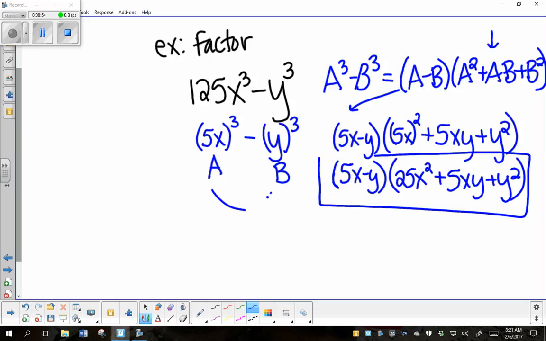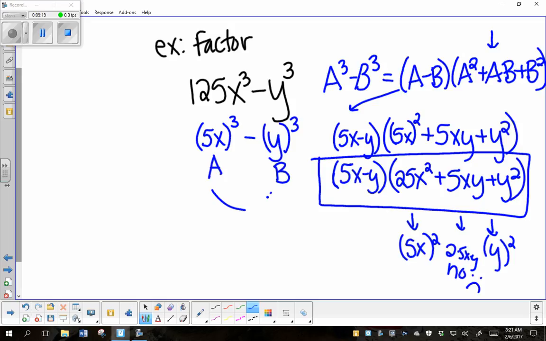I mean, we'd want to check if we could factor that last part again. It looks like it could be a squared binomial. I'm seeing that this is 5x squared, and this is y squared, and then I think, okay, is this middle one 2 times 5x times y? And the answer is no. So I can't factor anymore. This is just my answer. I'm done.